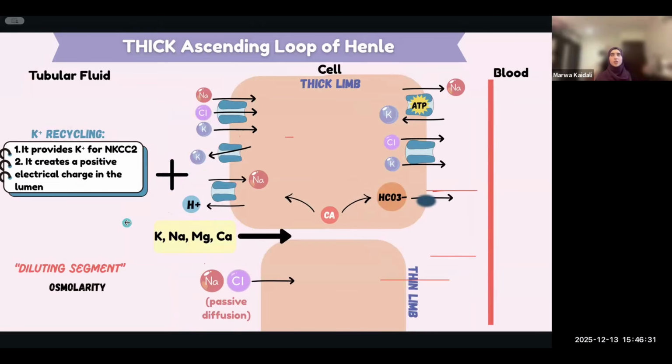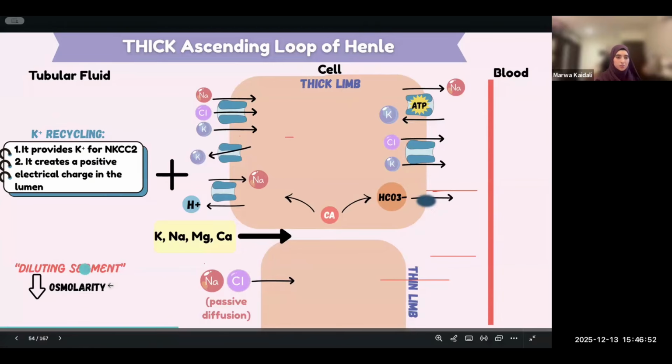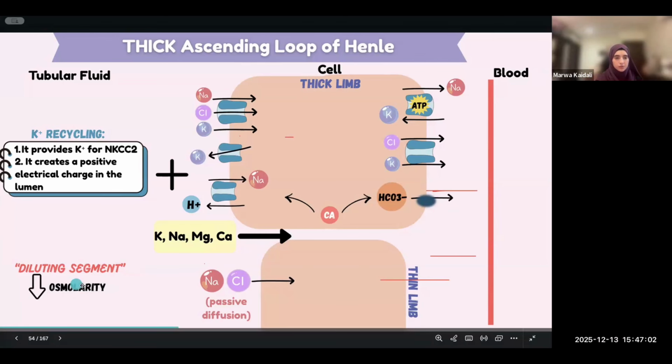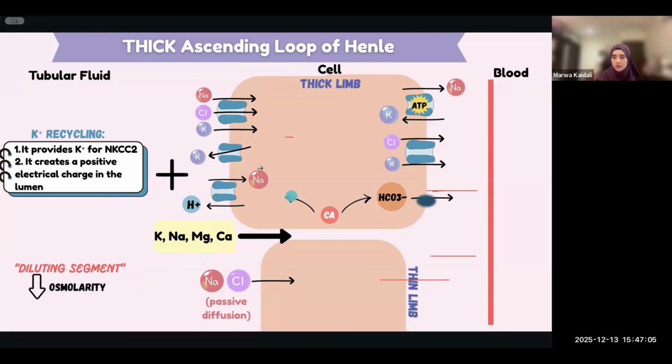Now, we're having a lot of solute reabsorption in the thick ascending loop of Henle, as you can see. So what do you think is going to happen to the osmolarity of this area? Decrease, exactly. So the osmolarity is going to decrease. And actually, another name for this segment is the diluting segment. This is because the tubular fluid gets very, very dilute over here. So that is it for this slide, actually. The osmolarity will decrease, and it's called the diluting segment. And we have all of these channels. If you guys need me to repeat anything, please let me know.